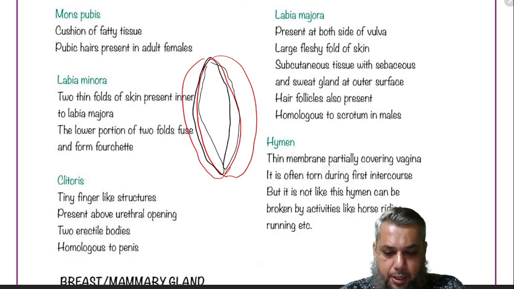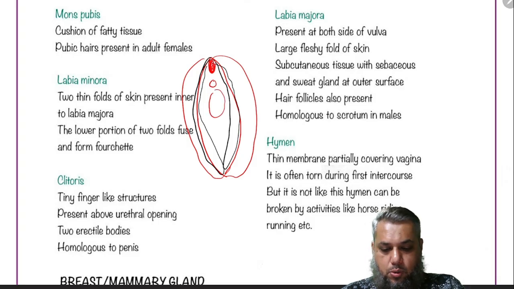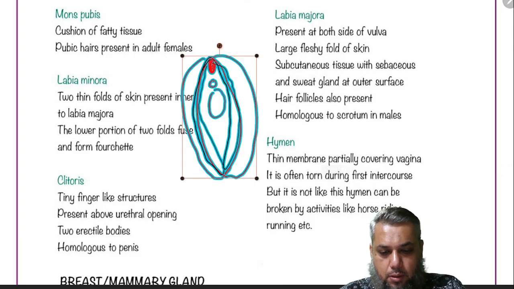And at the anterior fusion of the labia minora, there is a tiny finger-like projection, erectile bodies homologous to the penis, which is called the clitoris, made up of the same type of tissues as that of the penis. It shows the presence of erectile tissue, that is the corpora cavernosa. Then there is a small opening which is called the urethral orifice, and just beneath the urethral orifice there is an opening that is called the vaginal orifice. So that will be about the vulva.